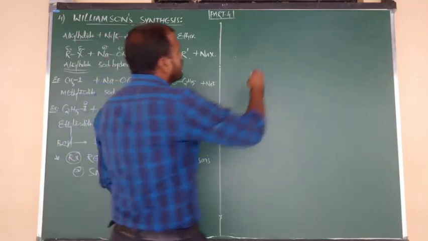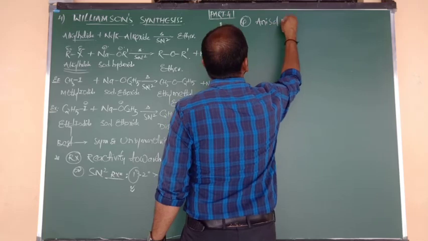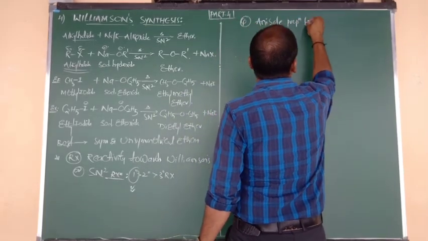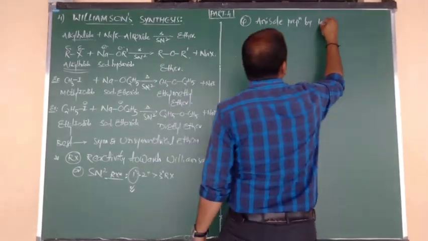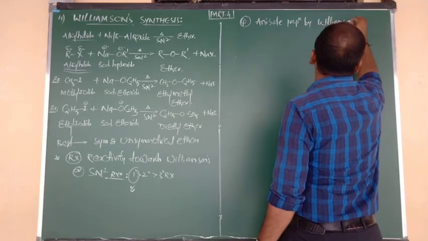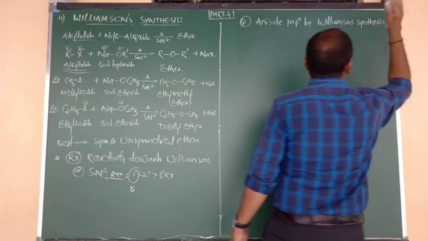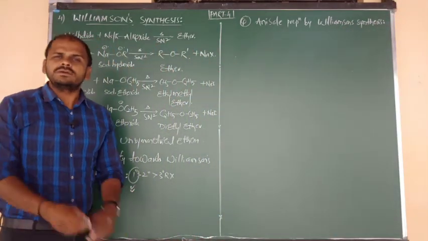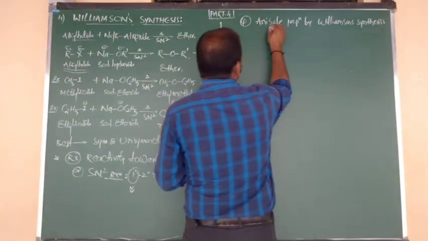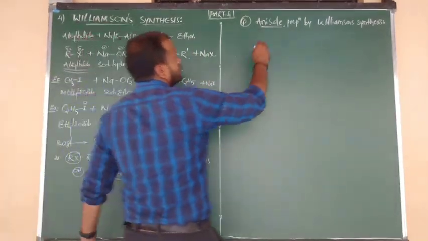What I have told you, anisole preparation by Williamson's synthesis, or we can say Williamson's ether synthesis method. By using this Williamson's ether synthesis method, here we are going to prepare the anisole, because anisole is nothing but what, beta? Aromatic ether. Right, here I am going to write the structure.